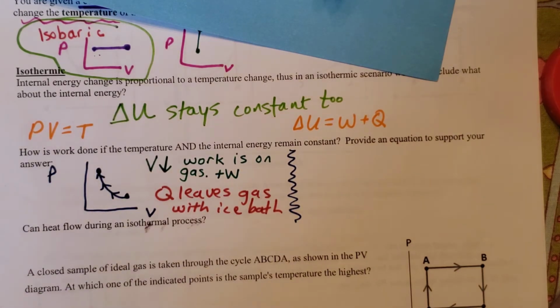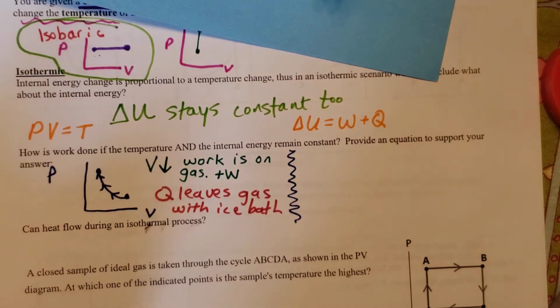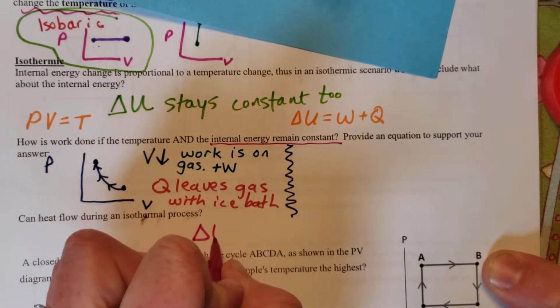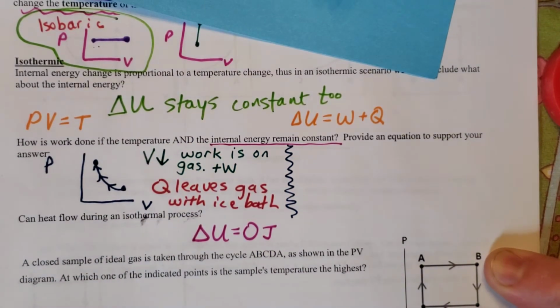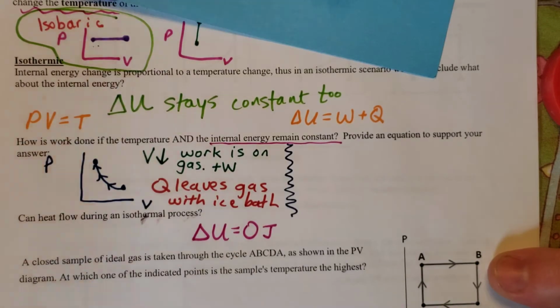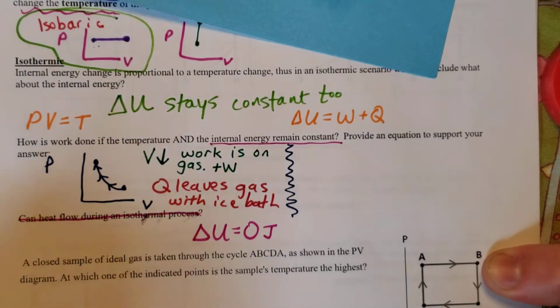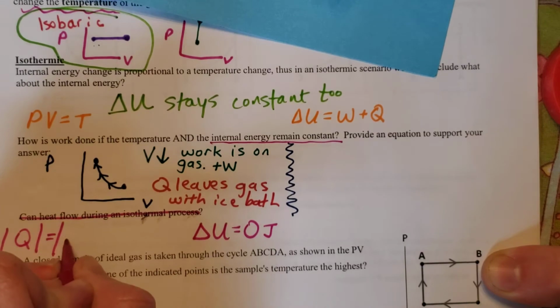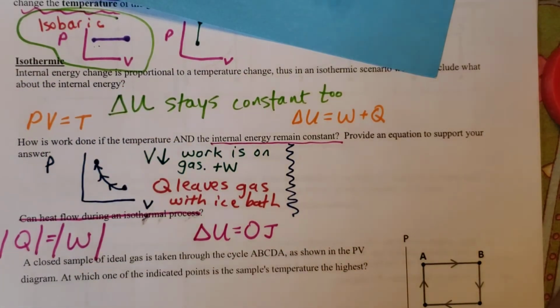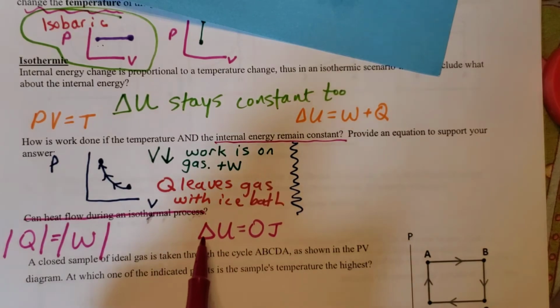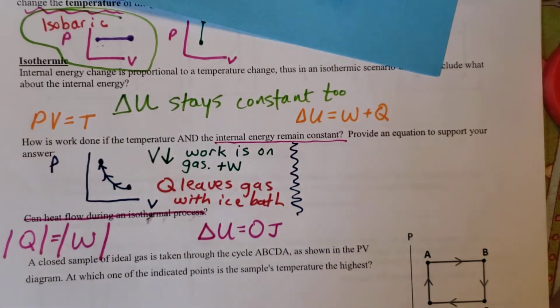So now there's something interesting to be thought of right here. It tells me that I need the internal energy to remain constant. The only way that the internal energy can remain constant, the only way that my delta U can be equal to 0 joules, is for my work and my heat to be equal to one another. My absolute value for my heat in this situation, leaving the system, has to be equal to my work being done on the gas. Those two absolute values are equal to one another, which allows us to have a constant internal energy, or a change in internal energy that equals 0.